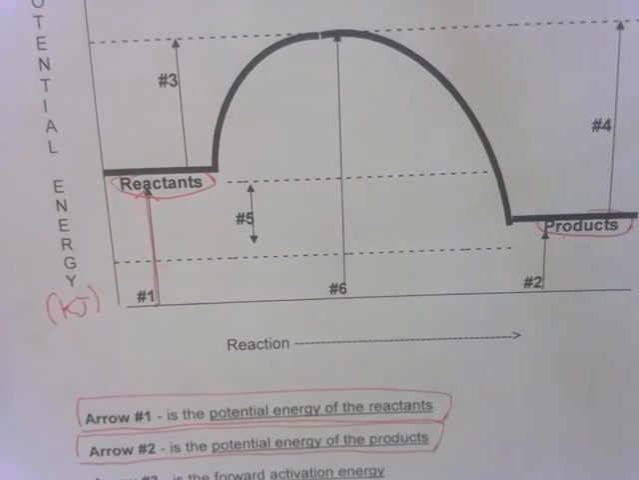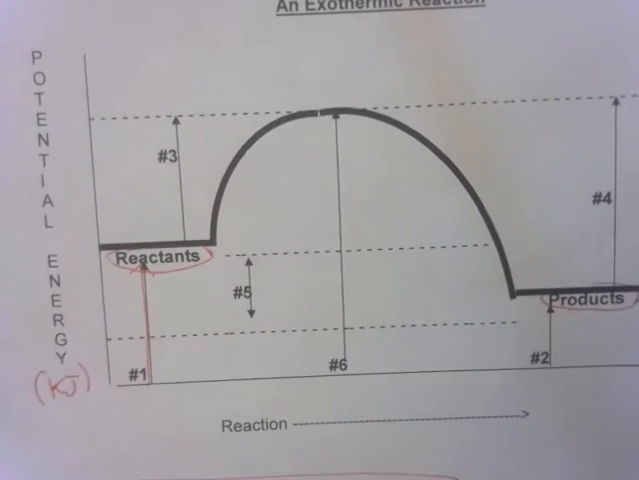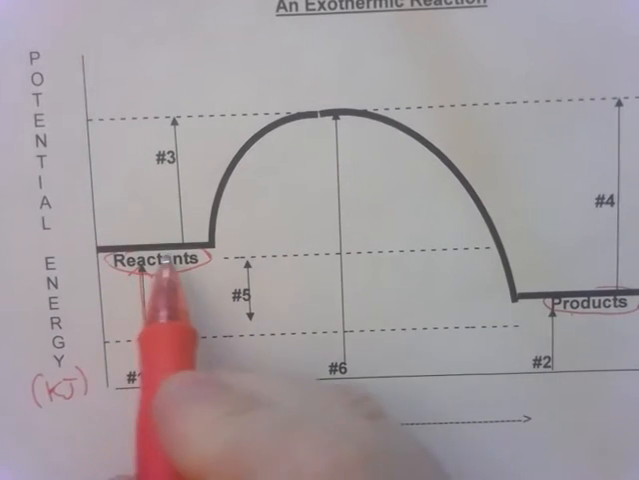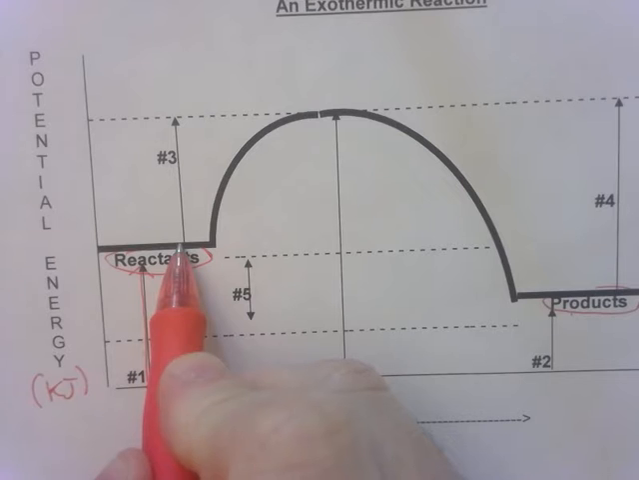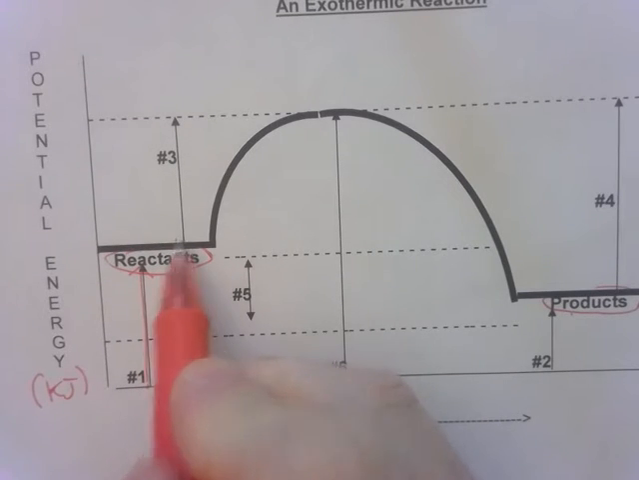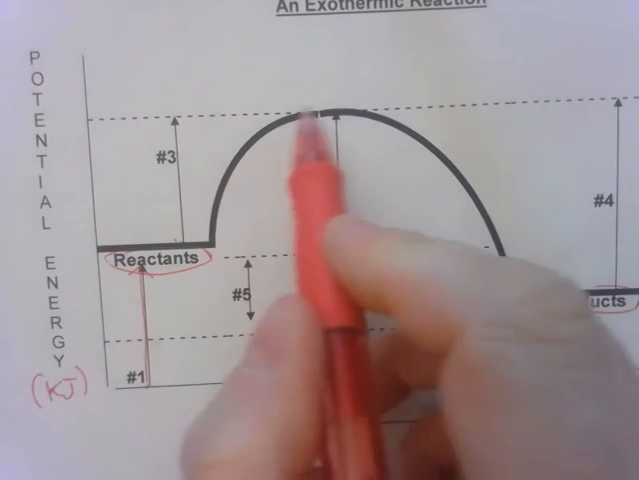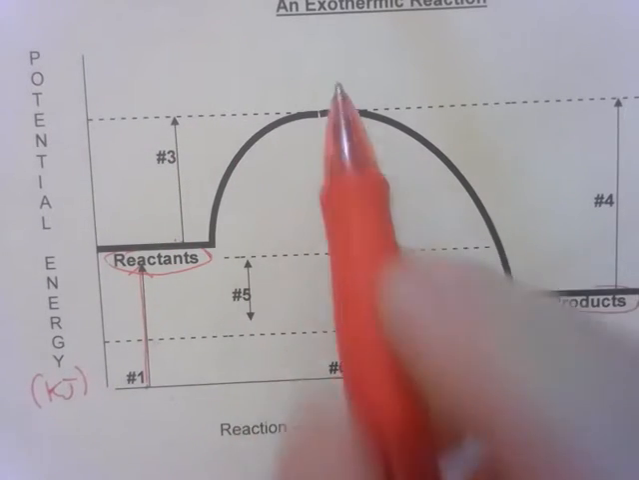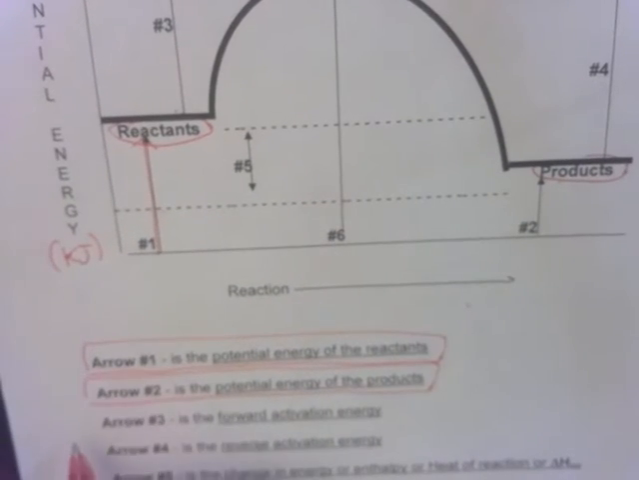Next line I want to talk about is line number 3. So line number 3, notice it starts where the reactants begin, right here. It's not starting at 0, it's starting here. And it goes all the way up to the top of this curve. This is called the forward activation energy.